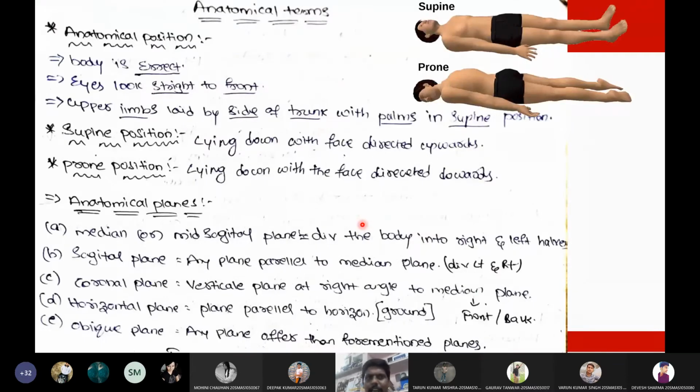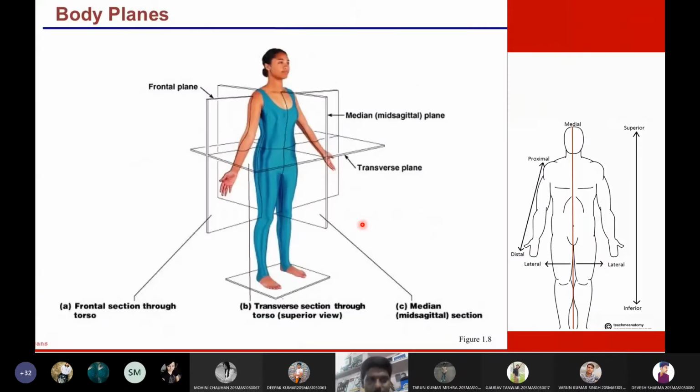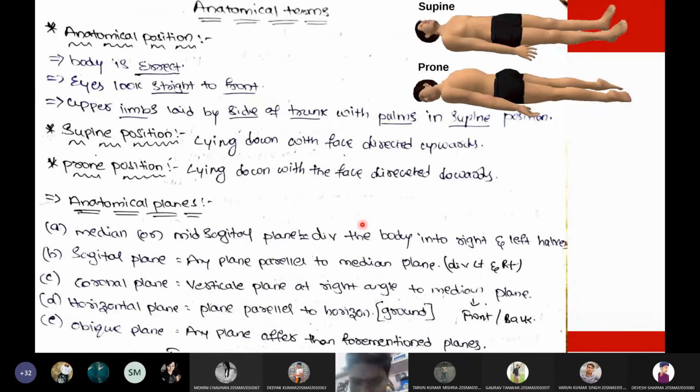Then next is anatomical positions. Without this, studying anatomy is useless. So knowing the anatomical positions, anatomical terms, and movements of the body is very important, students, and anatomical planes. So now let us discuss in detail about these anatomical terms and planes. Only after knowing these terms and planes can we understand the movements of the body. So now let us discuss anatomical terms.